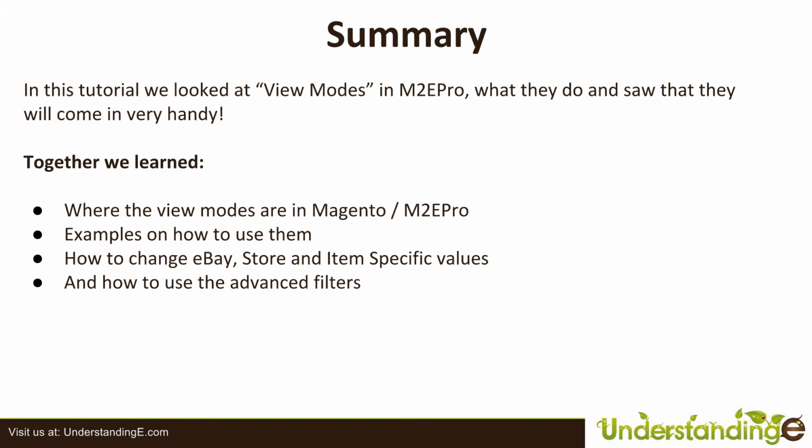And Dave, we looked at where we can find them as well, didn't we? Yeah, we saw where we can actually find the different view modes, and it's dead easy. It's just within the listings page in the M2EPro Sell on eBay category. Mm-hmm. And like I said, we ran through a few examples on how to use them and how we have the 3 different view modes available to us, which are eBay, settings, and Magento.